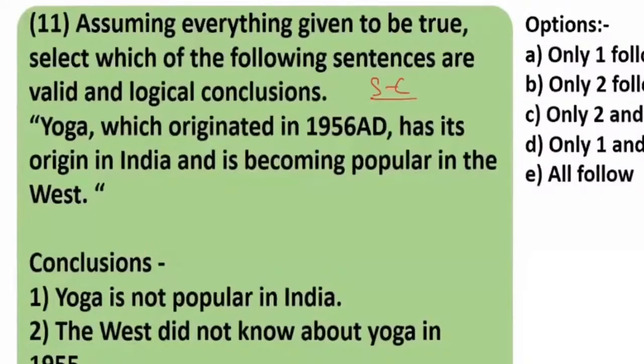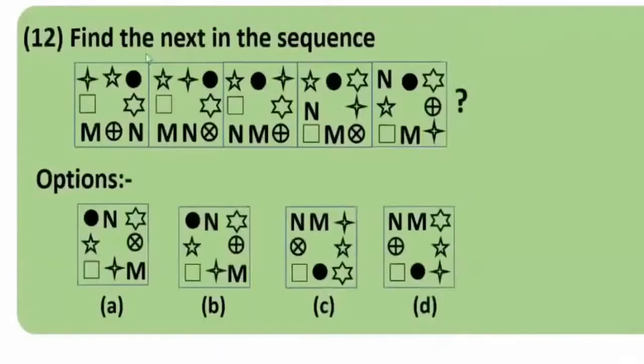Let's see the conclusions. Yoga is not popular in India. No one said that. Okay. There is no direct reference to it. West did not know about yoga in 1955. This is valid. This is correct because yoga originated in 1956 and its origin is in India. So other countries don't know about yoga, and that too before 1956 no one knew. Then yoga is losing popularity in present India. Again, this is not mentioned, it is just saying that it is becoming popular in the West. So only 2 follows.